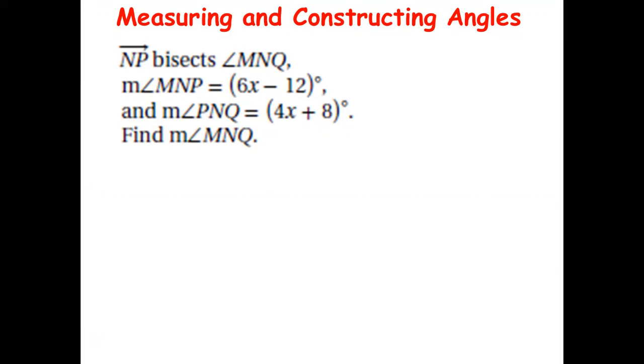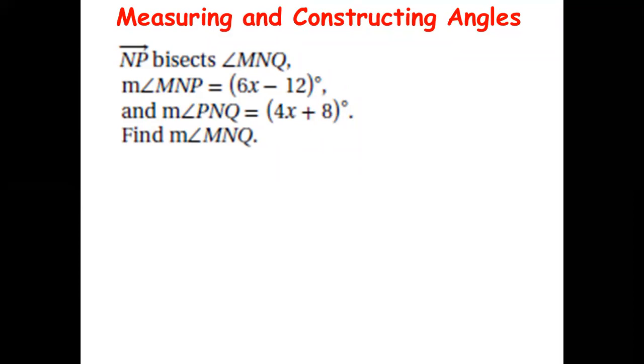Measuring and constructing angles. Okay, now definitely I'll give you a 1-minute timer for this question. So Ray NP bisects angle MNQ. Hope you remember the meaning of bisect. Bi means two, sect means parts. So two equal parts, not any parts, two equal parts. And bisect means divide the angle into two equal parts.